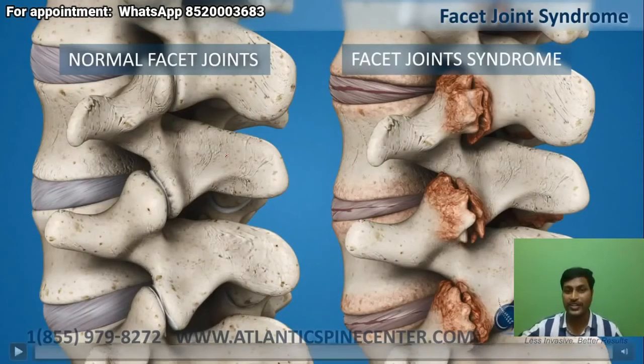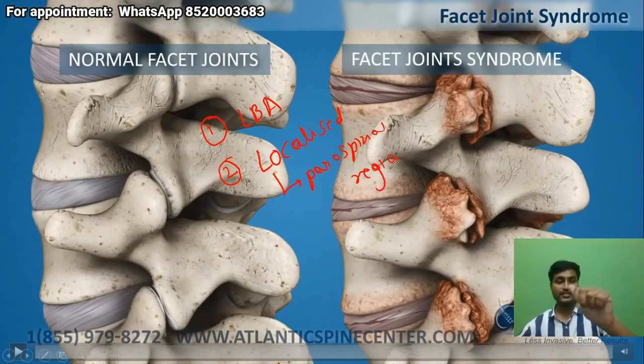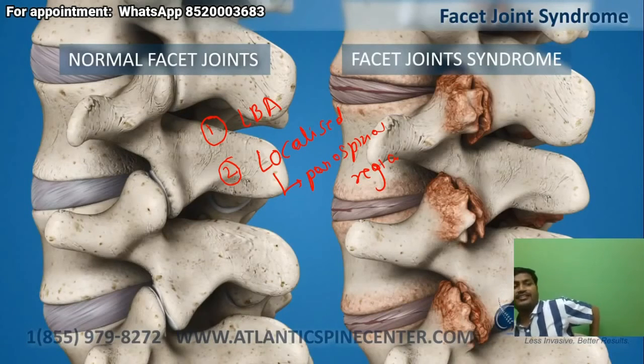So what I wanted to tell is the patient with facet arthritis pain will have only low backache. Radicular pain can be seen but is very rare. Second, this pain is localized. The patient will localize that pain to the paraspinal region. If you ask the patient, he will use a thumb and say, patients will come to the OPD.